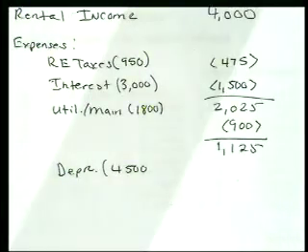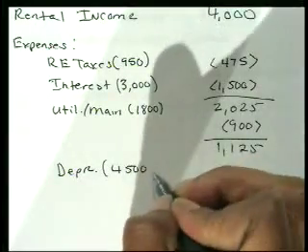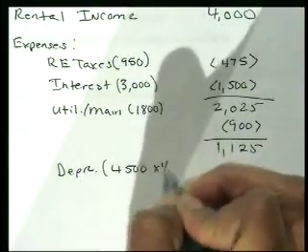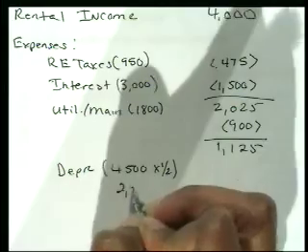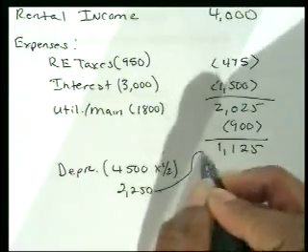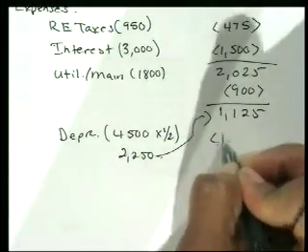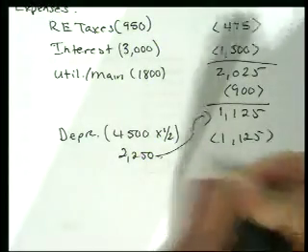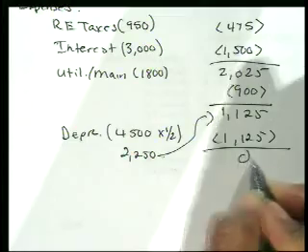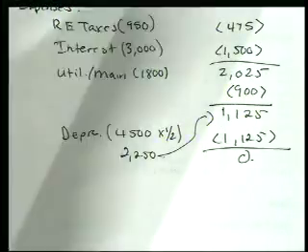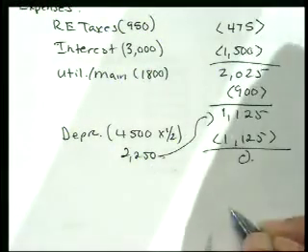Okay, technically, she would be able to take half of that, which would be $2,250. But we don't have enough income left to take that, so we're only going to take what's left because we cannot take a loss. We cannot take a loss. So net income ends up being zero.